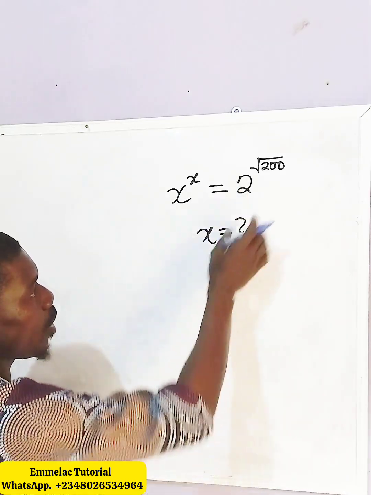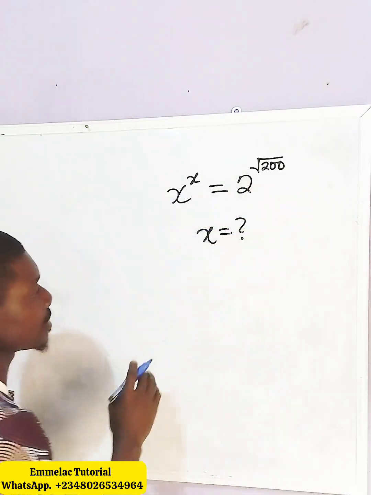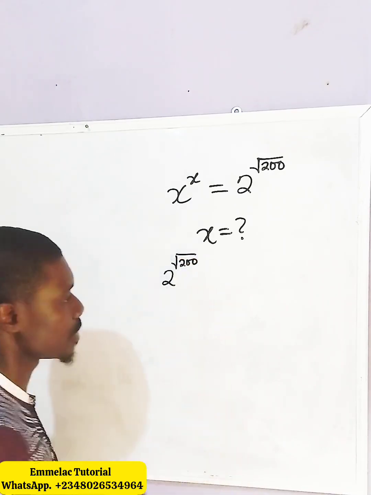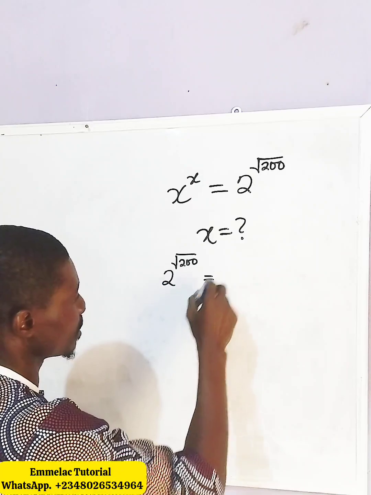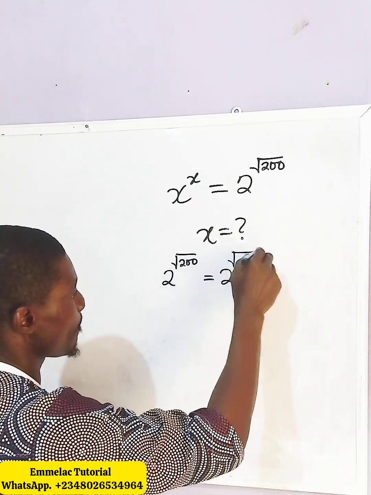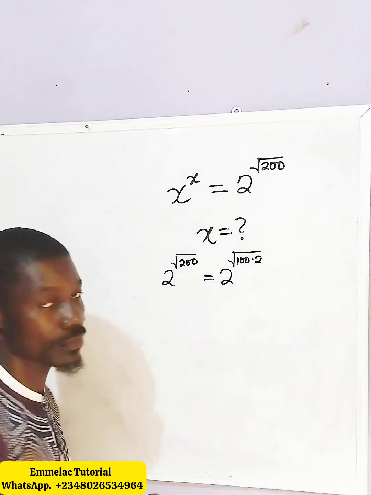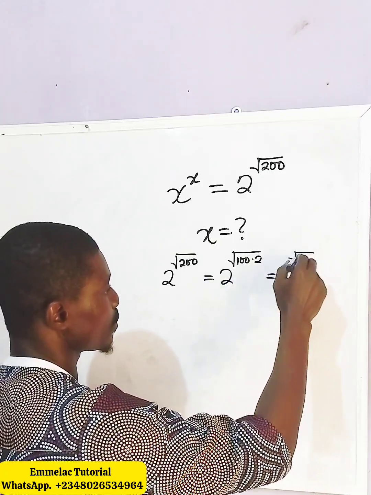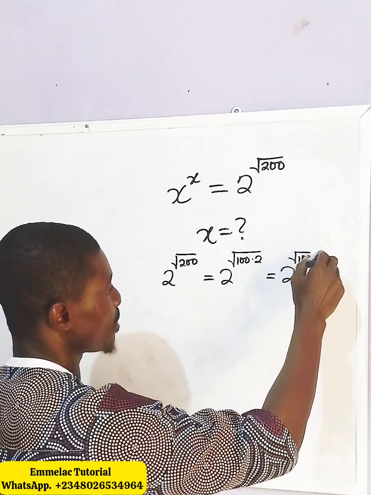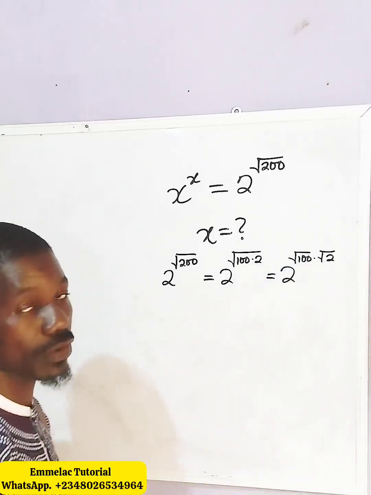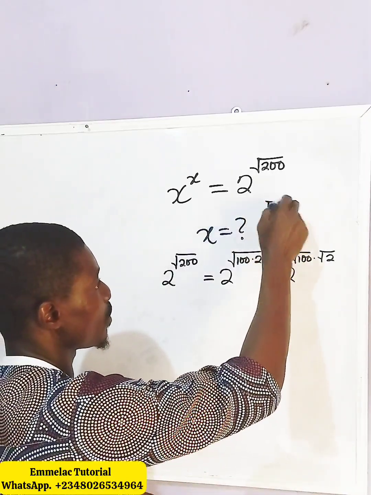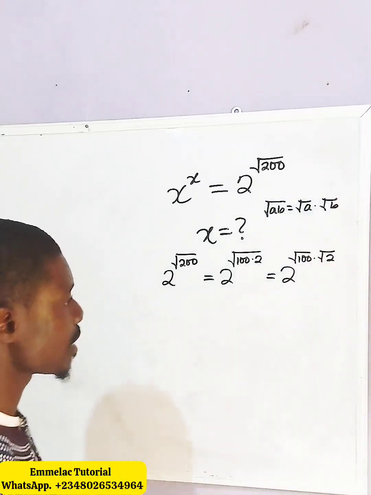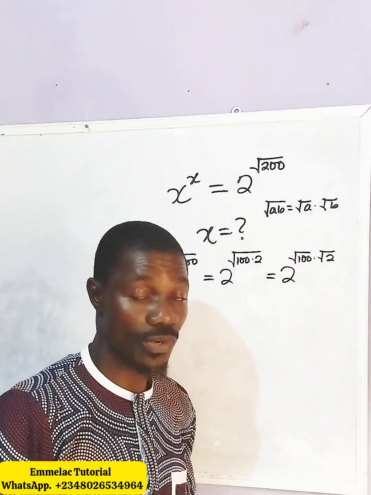I'll be solving only the right hand side. So here we have 2 raised to the power of the square root of 200. Now this can be rewritten as 2 raised to the power of the square root of 100 times 2, which is 2 raised to the square root of 100 times the square root of 2. This is according to the law of indices that says the square root of a times b gives us the square root of a times the square root of b. And we know that the square root of 100 is 10.